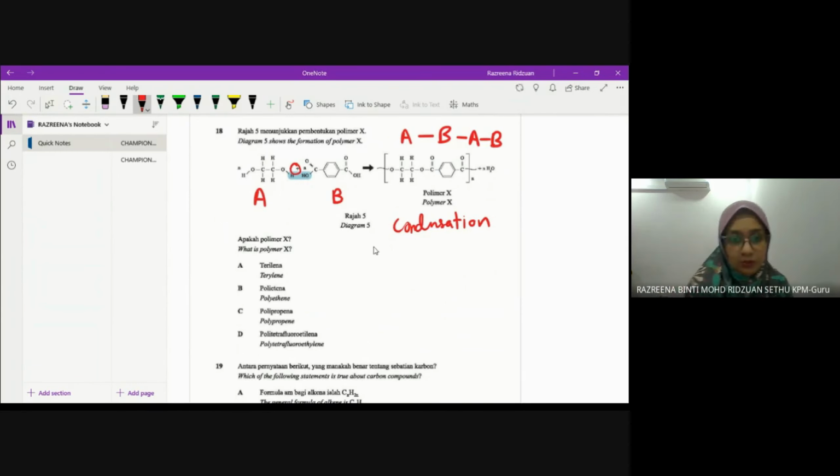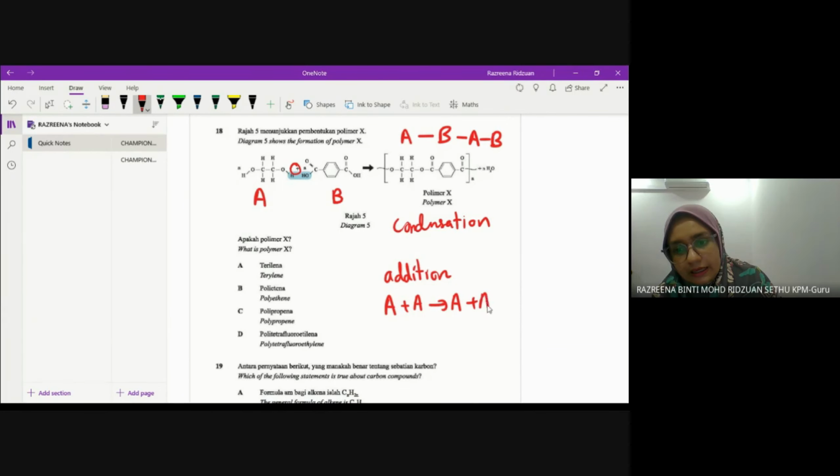Another one that we learn is addition polymerization. Addition polymerization, you'll have A plus A, so you get A, A, A. It's the same thing over and over again. Examples of addition are polythene, polypropylene, and polytetrafluoroethene. These are the same thing. Terylene here is the condensation, because it is two different monomers. The ones with poly, usually they are addition. Addition polymerization, same thing again and again, it repeats.